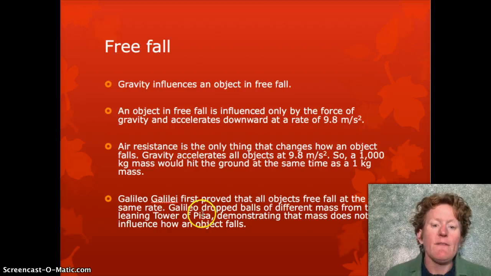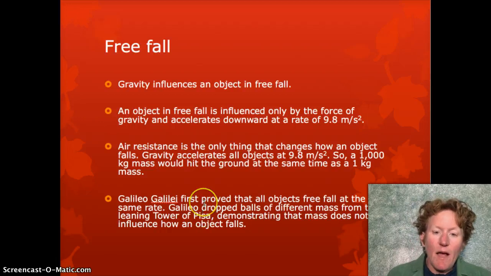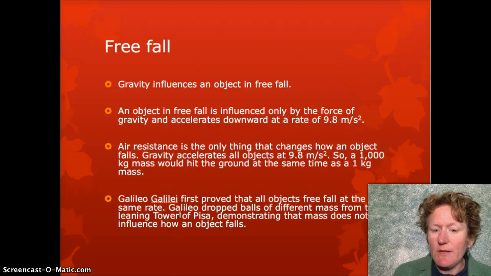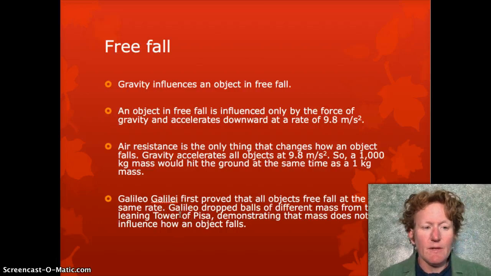Galileo Galilei first proved that all objects free fall at the same rate. Galileo dropped balls of different masses from the Leaning Tower of Pisa, demonstrating that mass does not influence how an object falls.